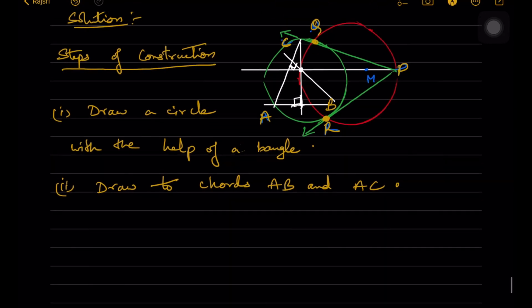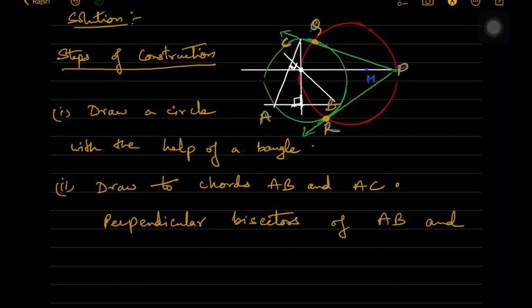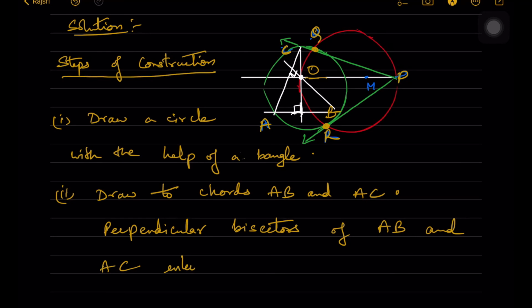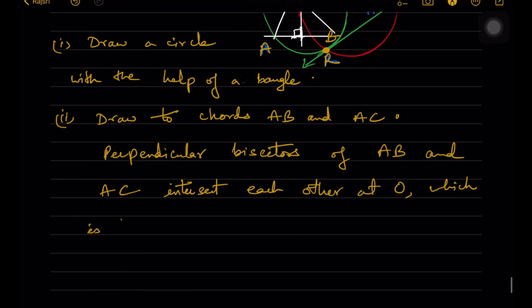Then we have to find the perpendicular bisectors of AB and AC. So now the perpendicular bisectors of the two chords AB and AC intersect each other at O, which is the center of the circle.